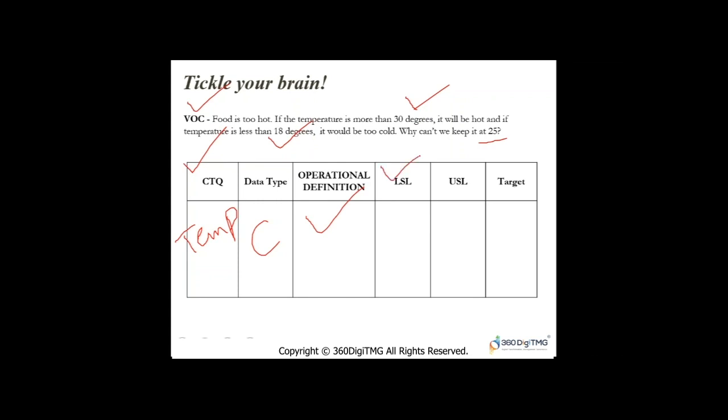What is lower specification limit? 18 degrees Celsius. That's clearly defined there. What is my upper specification limit? It is 30 degrees Celsius. And what is my target? I want to maintain the temperature at 25 degrees centigrade. So this is how you need to come up with your operational definition and CTQ measures, things like that. This is the first step of your measure phase.